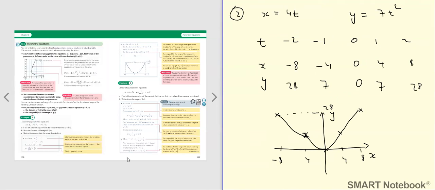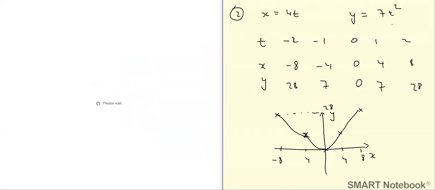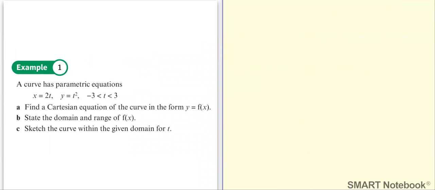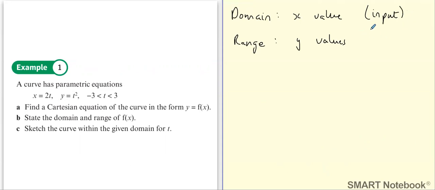Right, okay. Well, let's now actually look at an example to understand how questions on this topic are actually laid out and what this means. Firstly, before we go too deep into that, I want to understand your understanding of domain and range. What is domain? What does domain mean, and what does range mean? Domain refers to allowable x values, and range refers to y values. Or in other words, this is like your input and this is your output.